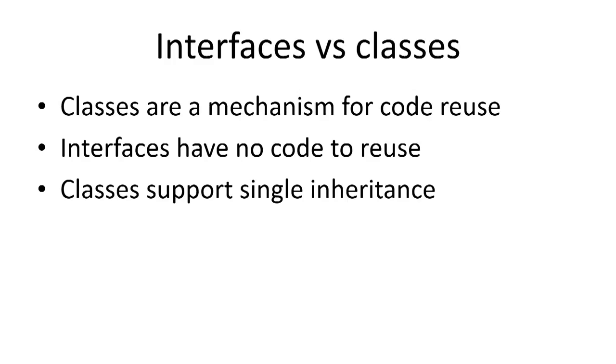Classes support single inheritance. Every class has exactly one base class. So our president class has a base class person. Our person class has a base class object. Object is the only class that doesn't have a base class.